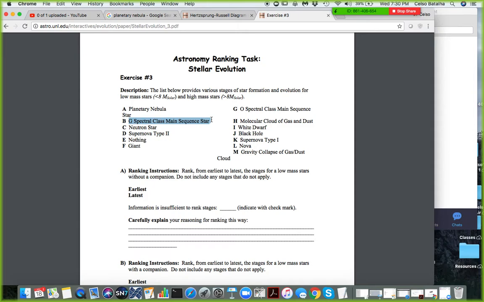But eventually this G star leaves the main sequence, becoming a red giant. I don't have a red giant here. Oh, I have a giant right there. Becomes a giant. So the giant moves through the planetary nebula phase and the white dwarf phase. That's it. Right? Done.